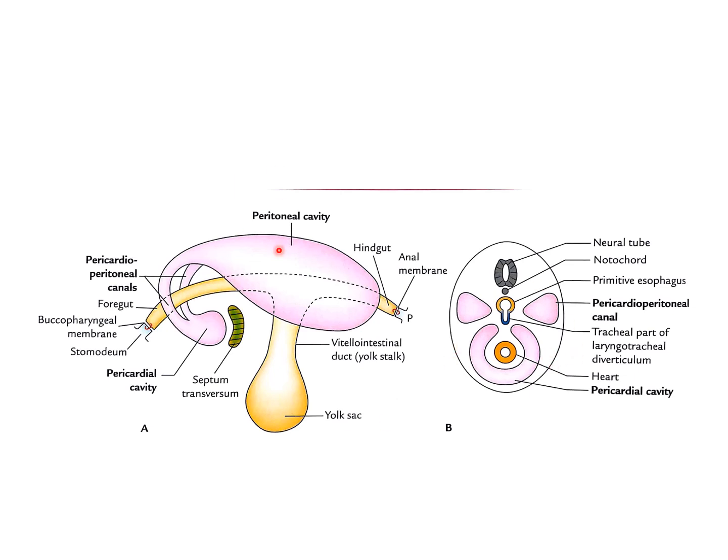This is a transverse section of the developing embryo where we can see on the dorsum the neural tube and the notochord. Here is the primitive gut, that is the foregut. On either side, what I have shown here are called the pericardio-peritoneal canals. Here will be the developing heart with the pericardial cavity. It's not shown in this diagram, but you can see here the developing heart. Ventral to that is the pericardial cavity.